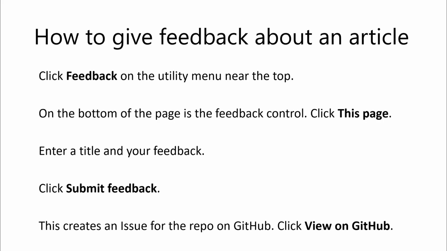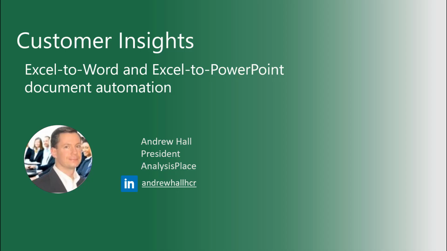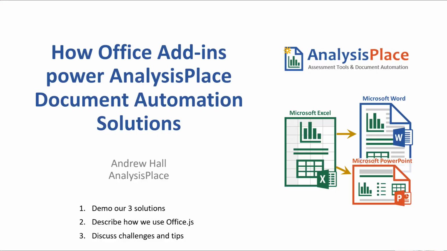And that brings us to a great part of this call. We have Andrew Hall joining us from Analysis Place, and he's here to give us some insight into how his company has used Office add-ins to power their document automation solutions that provide Excel to Word and Excel to PowerPoint automation. So Andrew, go ahead and take it away. Thank you, Kim, and hello, everybody. So my objective is to demonstrate our three solutions and then describe how we use Office.js to power those solutions, and then also to discuss some challenges and tips.